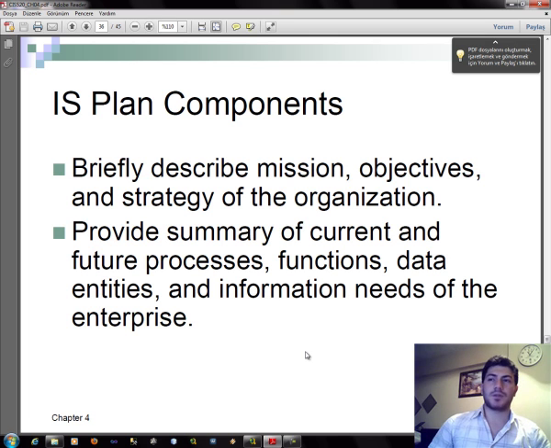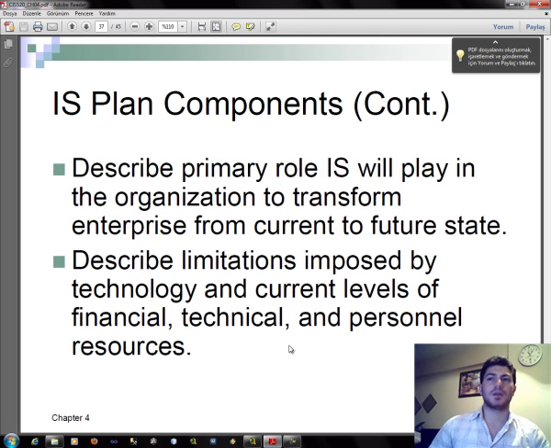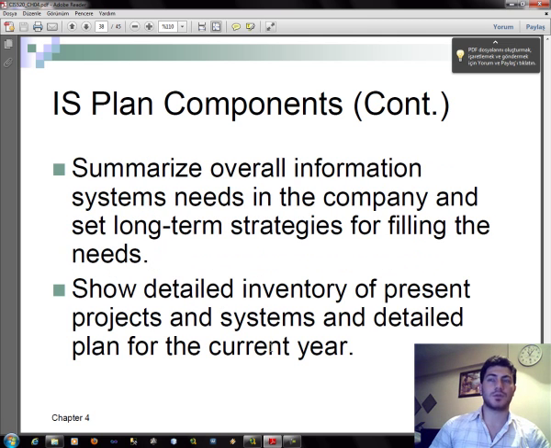IS plan components. Briefly describe the mission, objectives, and strategy of the organization. Provide a summary of current and future processes, functions, data entities, and information needs of the enterprise. Describe the primary role IS will play in the organization to transform the enterprise from current to future state. Describe limitations imposed by technology and current levels of financial, technical, and personnel resources. Summarize overall information systems needs in the company and set long-term strategies for filling the needs.